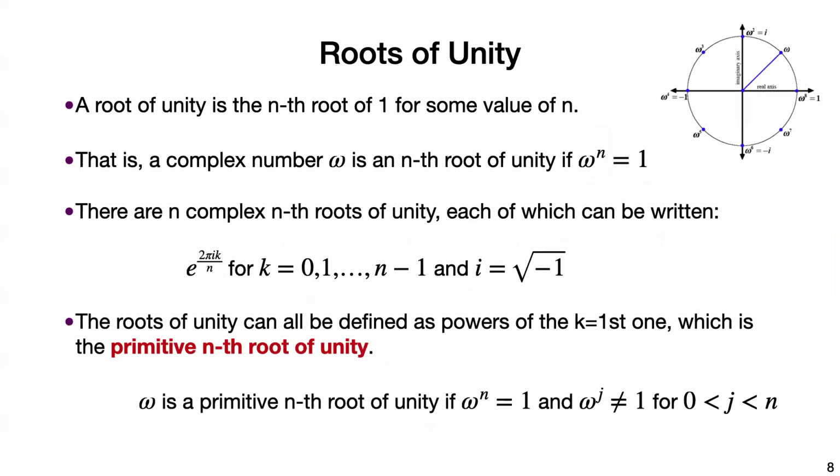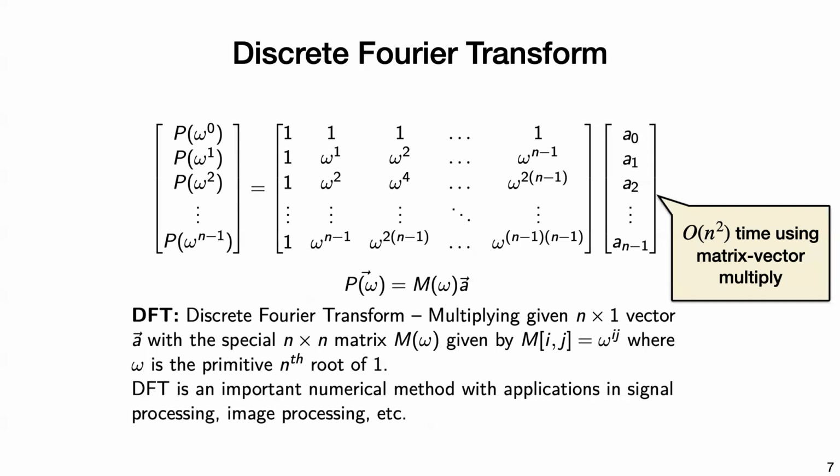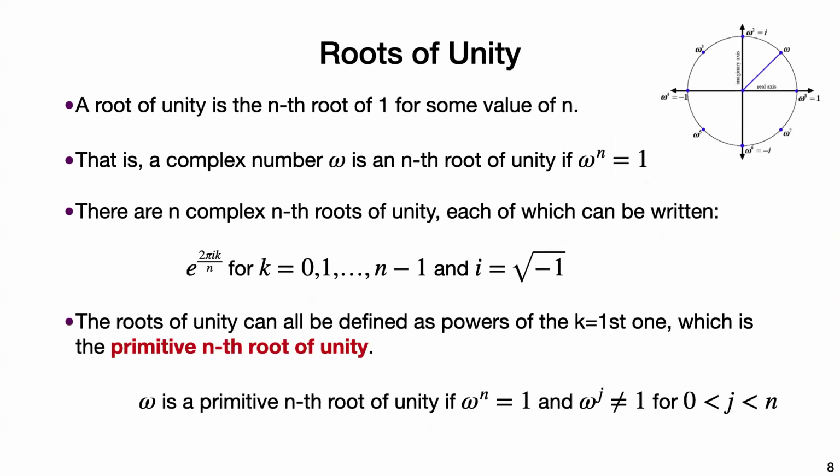To go through some notation, we're going to use the main idea of something called roots of unity, which is just from math. Roots of unity are what these omegas are, and this is the special matrix that is going to be applied in the FFT. A root of unity comes from complex numbers. It can also be called the nth root of 1 for some given fixed value of n.